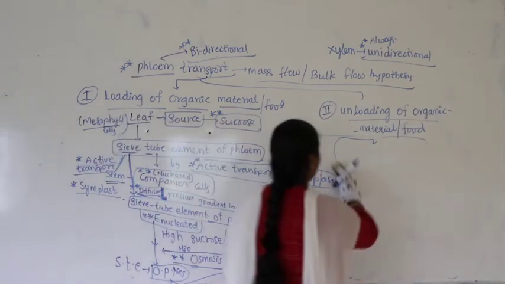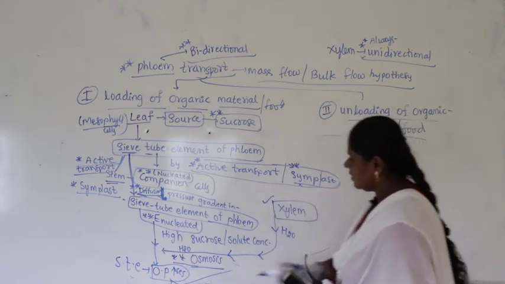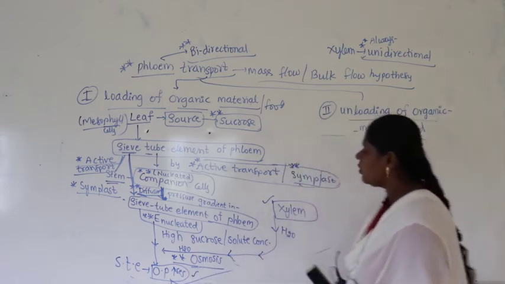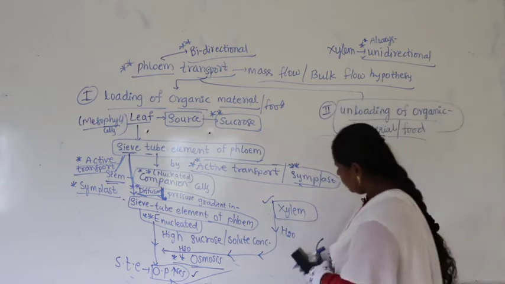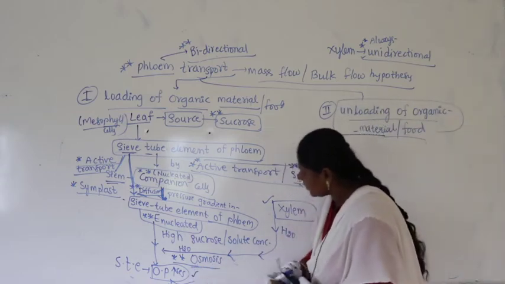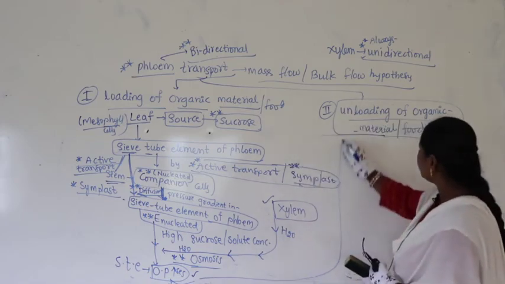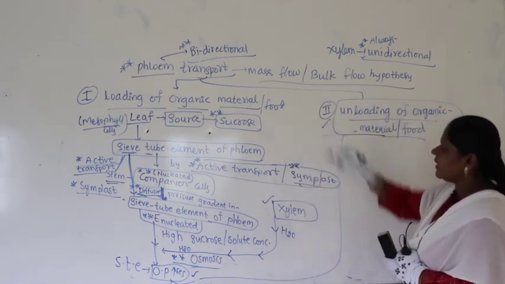So, this arrow mark, just make it like this. From up to here you can write under loading. So, I will just continue from there. I am just continuing from here to here. From here the step comes to what is called unloading of organic material.